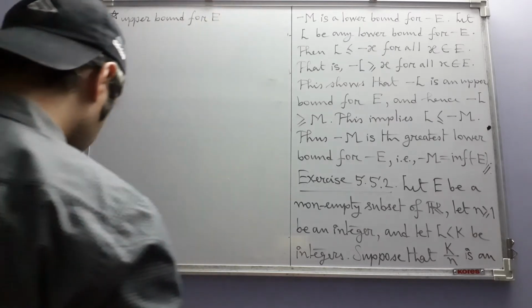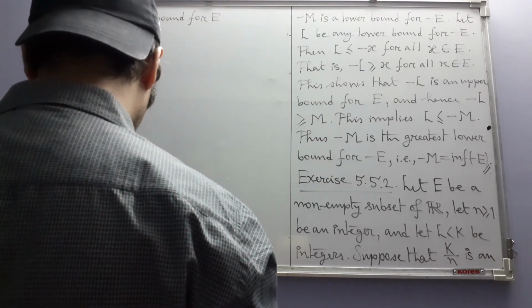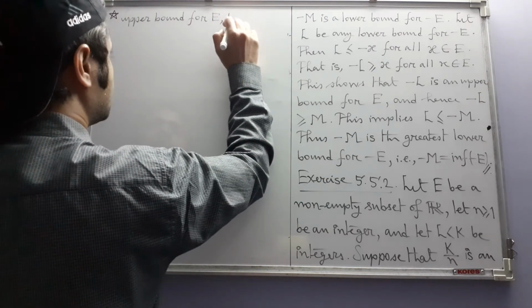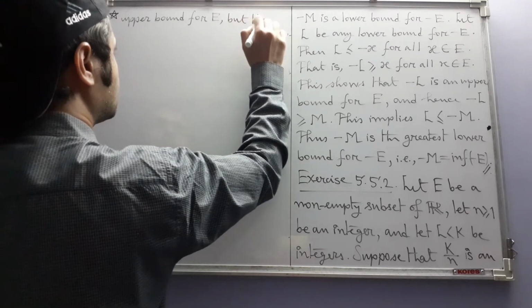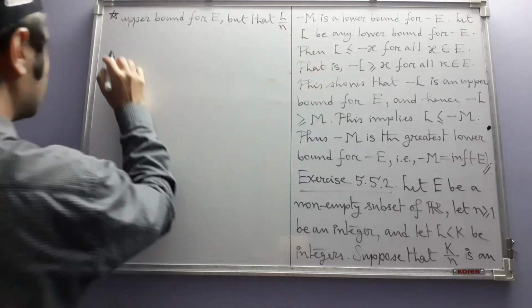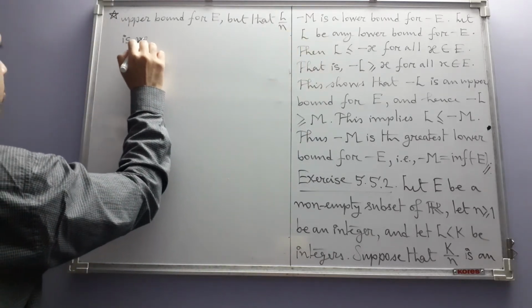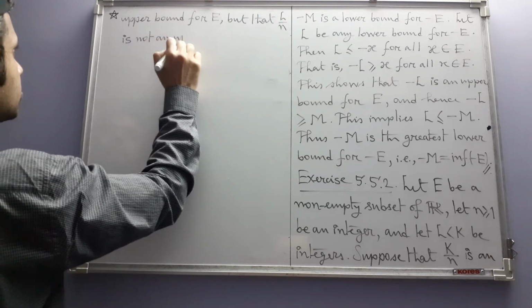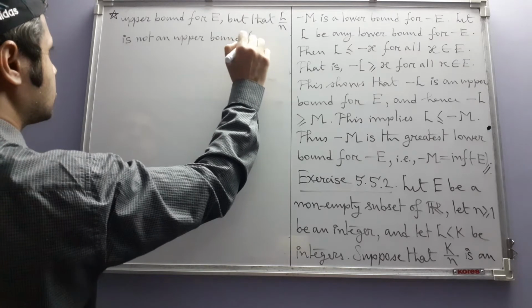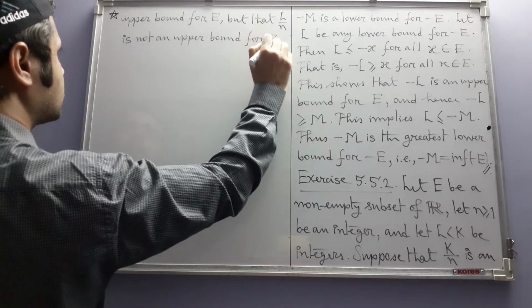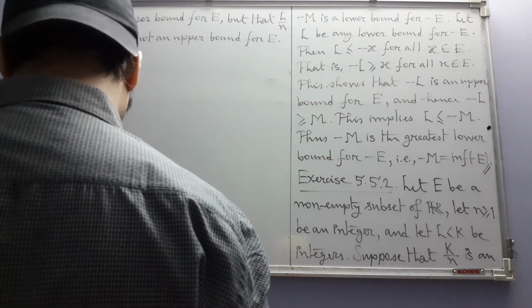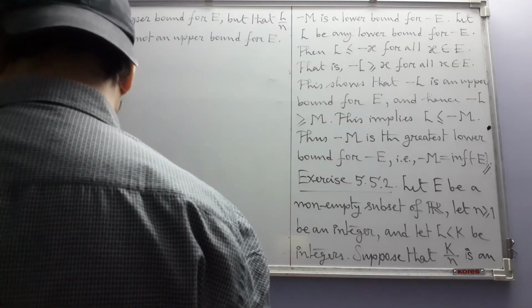...is an upper bound for the set E, but that L by N is not an upper bound for E. Okay, without using theorem 5.5.9.